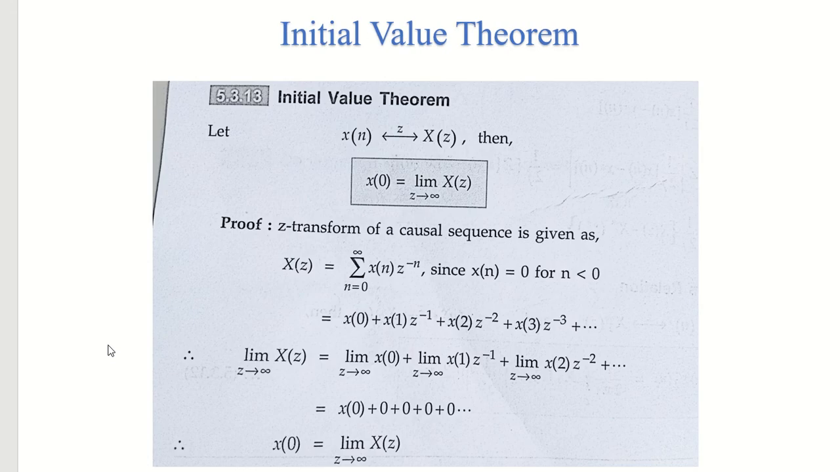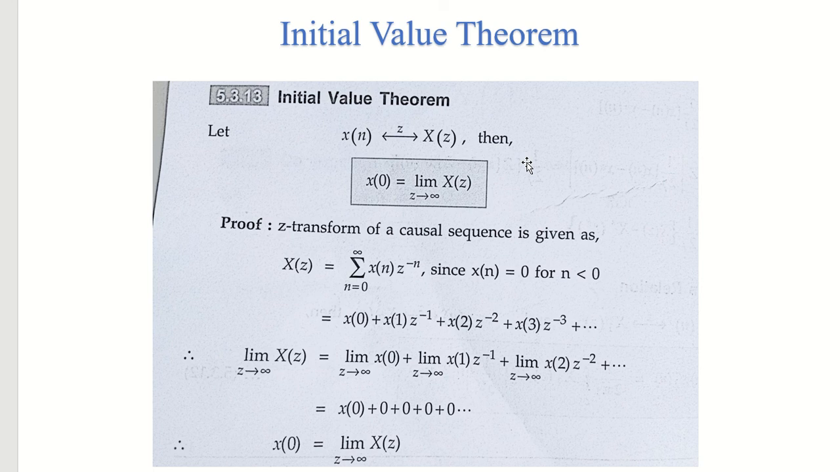The last property of today's class is initial value theorem, and we have seen initial value theorem earlier as well. So let's see one more time with regard to Z transform this time. Let's say I'm having a signal x of n, and when I take the Z transform of my signal, the Z transform will be x of z. Now what does initial value theorem tell us? The value of x of 0 will be equal to the limit z tends to infinity of x of z.